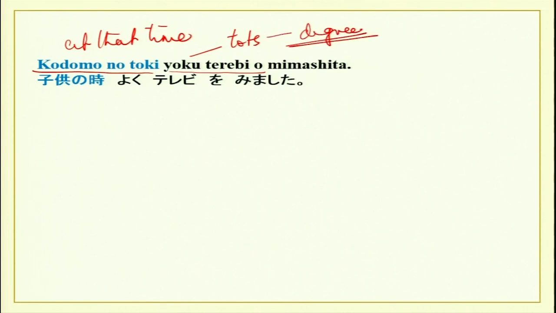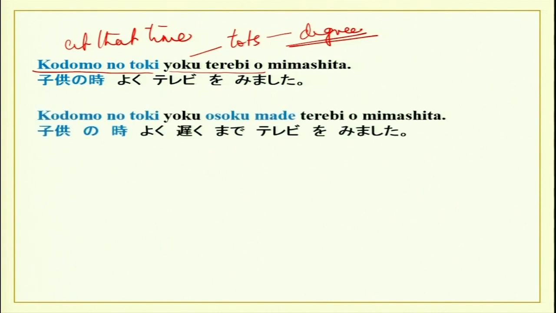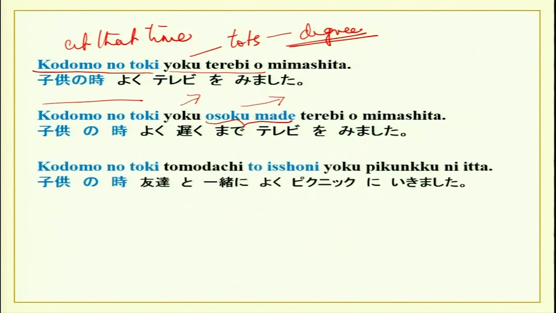So, kodomo no toki, yoku terebi o mimashita. I watched a lot of TV. Kodomo no toki, yoku osoku made terebi o mimashita. So, till late, at the time when I was a child, I was small, yoku a lot, osoku made, till late, terebi o mimashita, I saw. So, kodomo no toki, tomodachi to issho ni, with my friend, yoku picnic e ikimashita. I have put itta also and ikimashita also over here, so that you understand that both mean the same, only level of politeness is there.